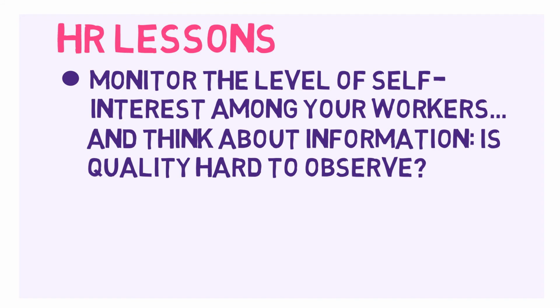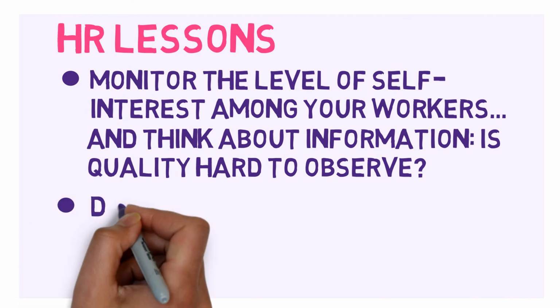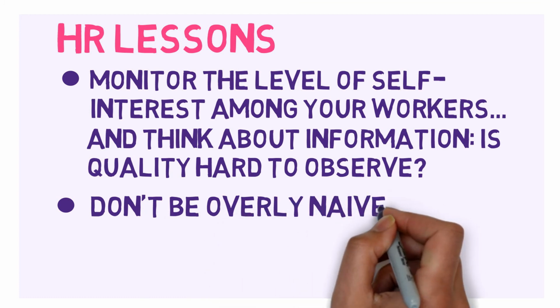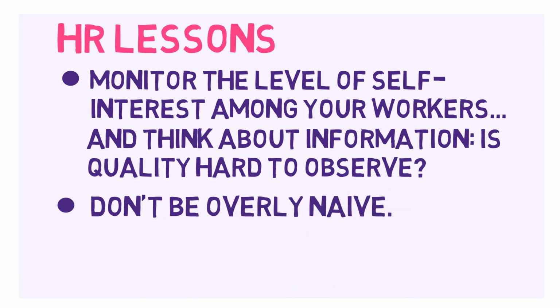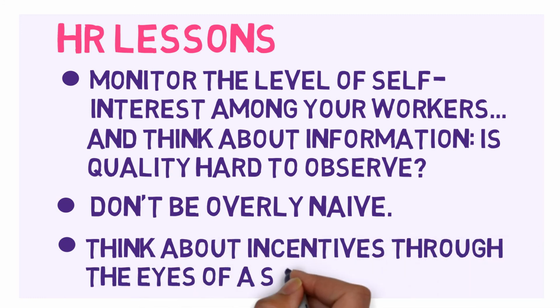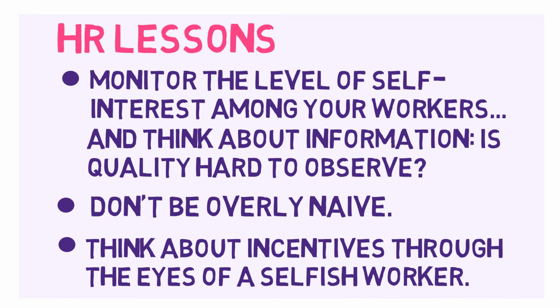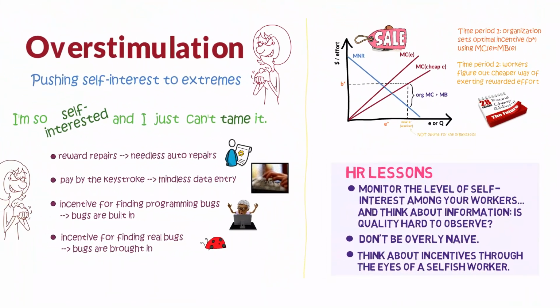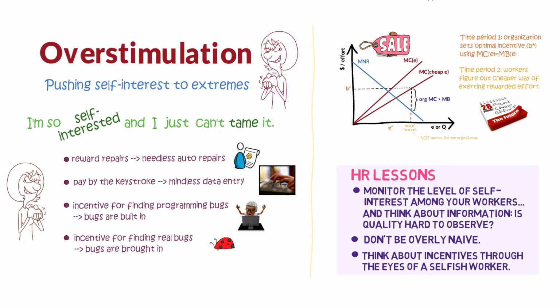Being aware of these informational or observability challenges is one lesson for HR professionals. The second lesson is don't be overly naive. Managers should not assume that workers will do what's in the organization's best interest. At least some workers might pursue their own self-interest, even to the detriment of their employer. Managers therefore need to think carefully about the incentives workers face as seen from the perspective of the worker. Don't be overly defensive, but keep the possibility of overstimulation in mind. Some workers might push their self-interest to extreme, others might not be so aggressive, but still find it tempting to prioritize their own self-interest, even if in small ways.